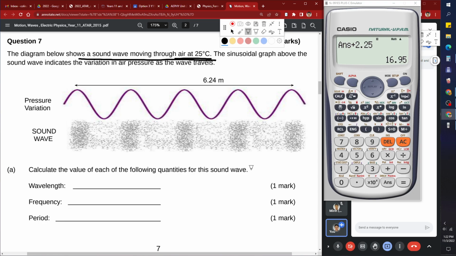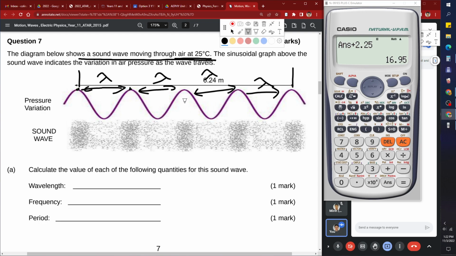Calculate the values of the quantities for this sound wave. Wavelength. We know that a wavelength is the distance from one part of the wave to exactly the same part of the wave. So this is the wavelength. There's one wavelength. Or you could have gone, why do I choose that? Because the total length is based on the peak here and the peak here. You can draw this in if you wish.